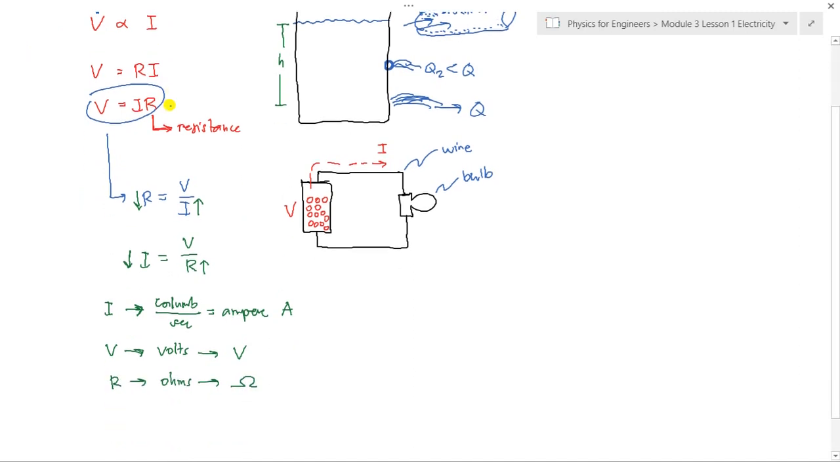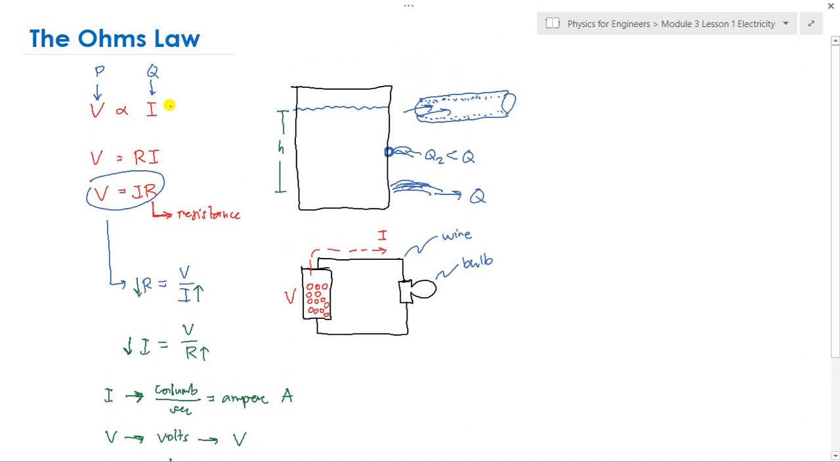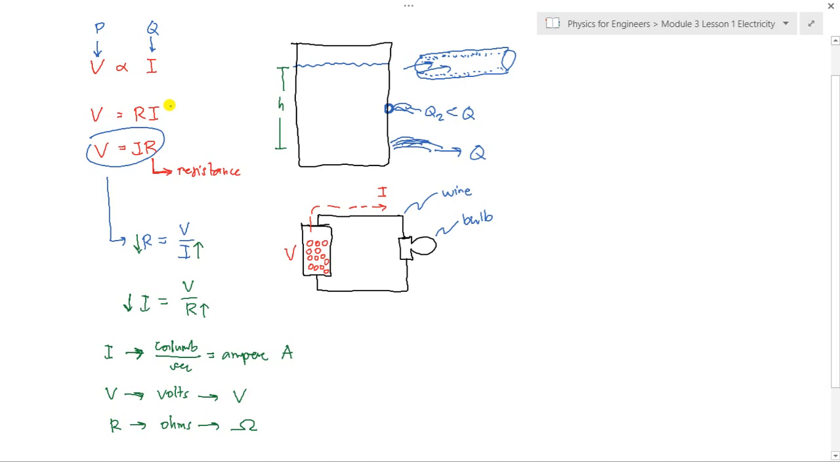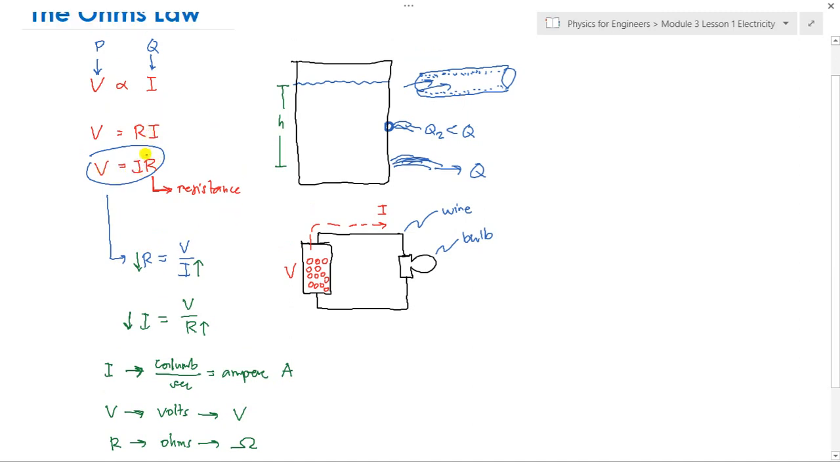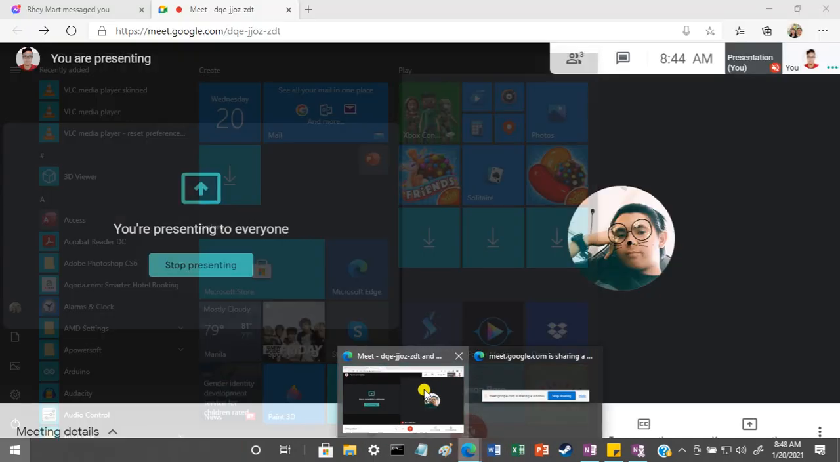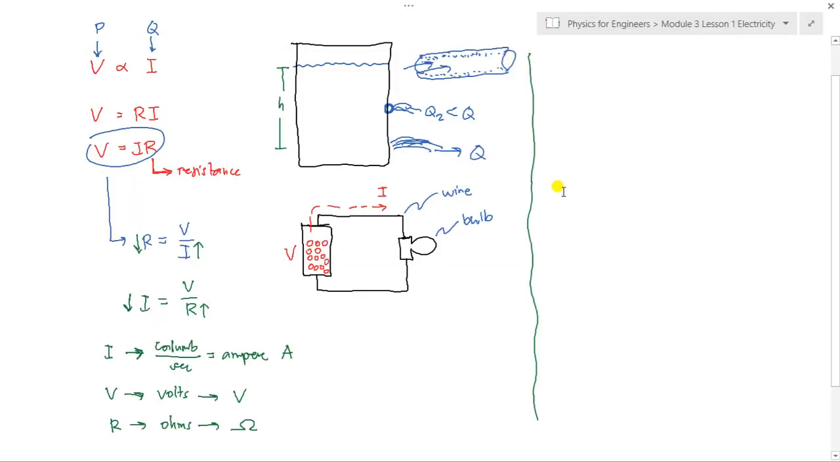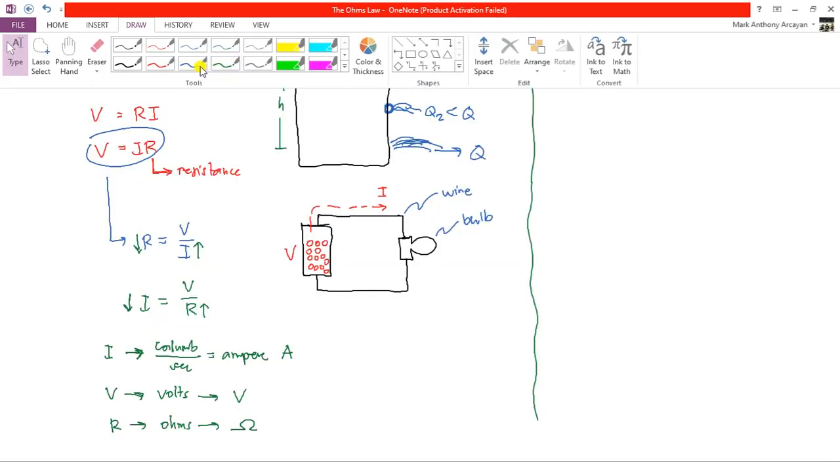And then of course in reality, we cannot offer 100% flow in our conductors, because they have resistance. So that's why we incorporate the parameter R in our equation. That's why we have voltage equals IR. So that is Ohm's law, and from Ohm's law we can also derive the power.